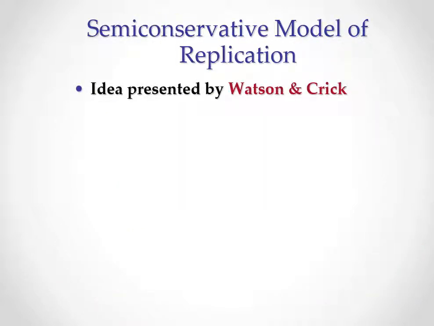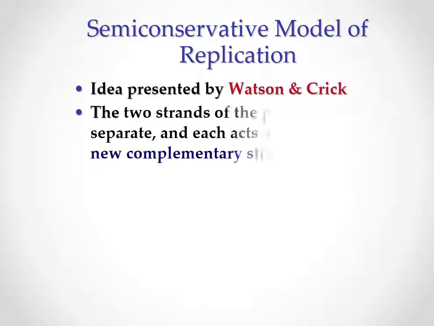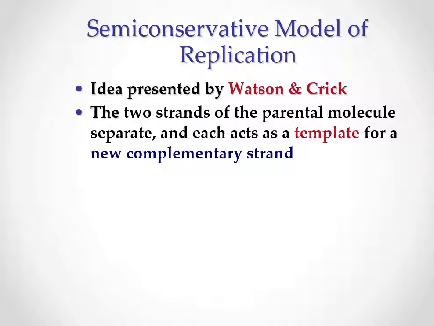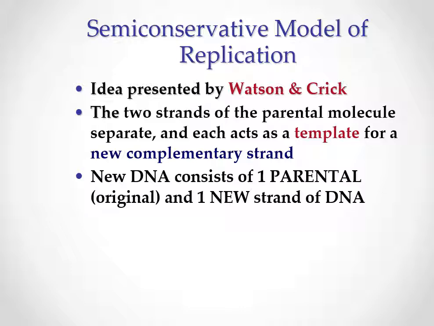The idea was presented by Watson and Crick. Remember, Watson and Crick were the 2 scientists that discovered the model of DNA. They refer to this model as semi-conservative. Basically, each of the 2 strands of the parent molecule will separate. One will act as a template and one will act as a complementary strand. So the new DNA is 1 parent, or original, plus 1 new.